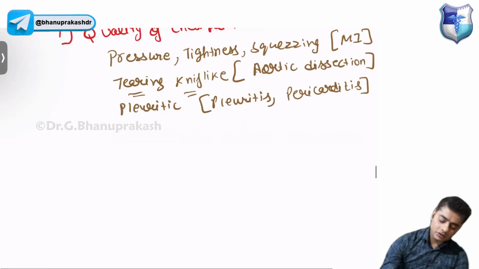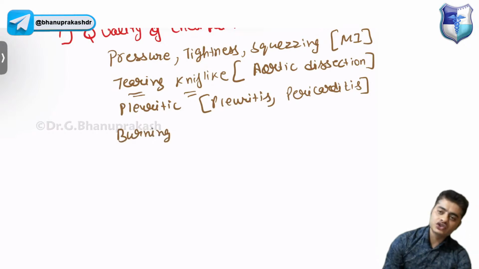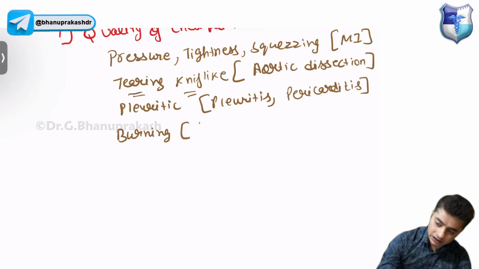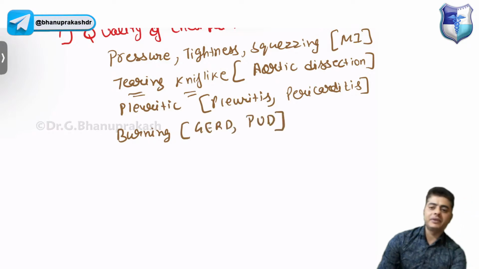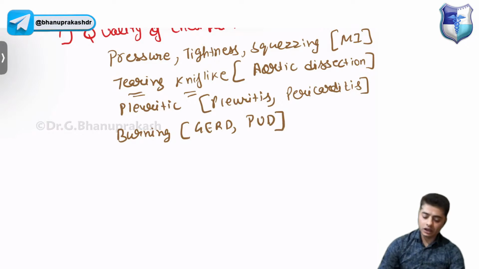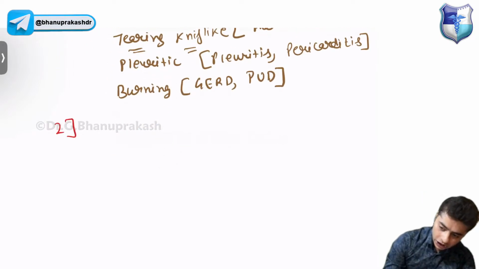Okay. Last but not the least is your burning kind of pain that you get in GI conditions like GERD or peptic ulcer disease. Okay. After quality of chest pain, we will come to the location part.